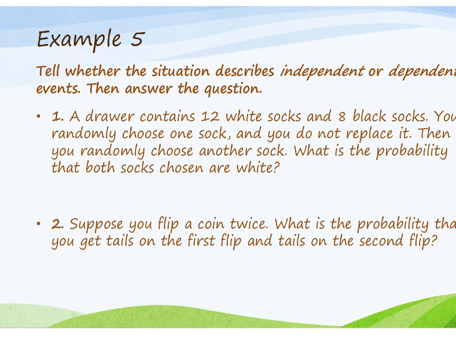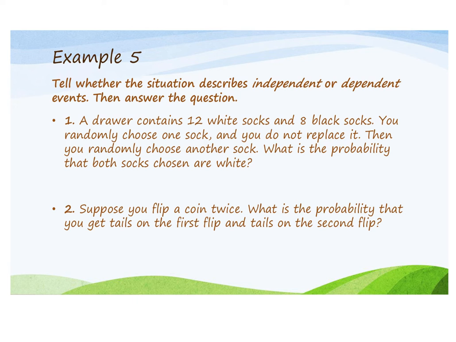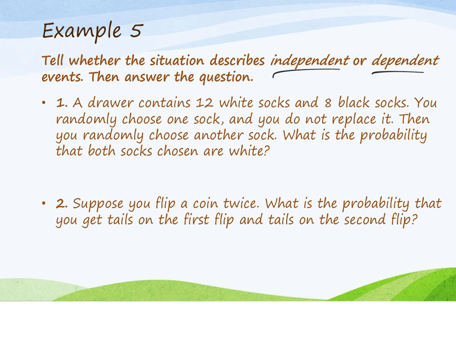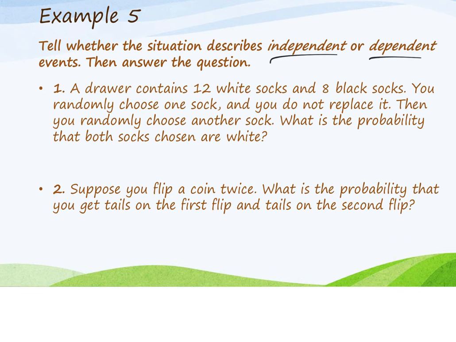So, example 5. Guys, we covered everything that we need to know. Now we're just doing examples. So in example 5, it says, tell whether the situation describes independent or dependent events, and then answer the question. Number 1, a drawer contains 12 white socks and 8 black socks. You randomly choose one sock. You do not replace it. Then you randomly choose another sock. What is the probability that both socks chosen are white?